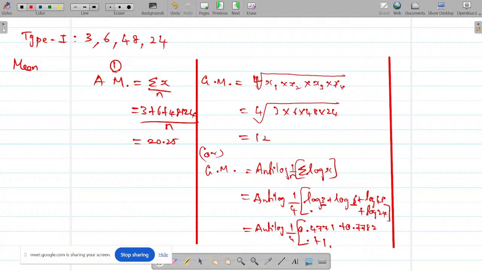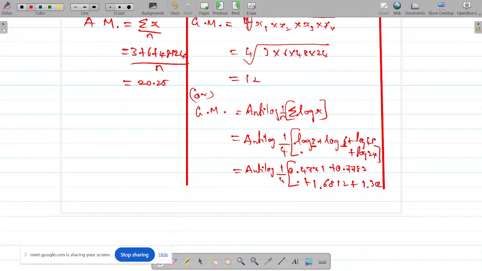See, if you don't know how to find log values, you need not worry, because it will be given in the question paper. You are not going to worry about how to find the log values. Please concentrate over here. While discussing logarithms, I'll teach you how to find log values. I'm not deviating myself here. So log 48 is 1.6812, right? And log 24 is 1.3802.